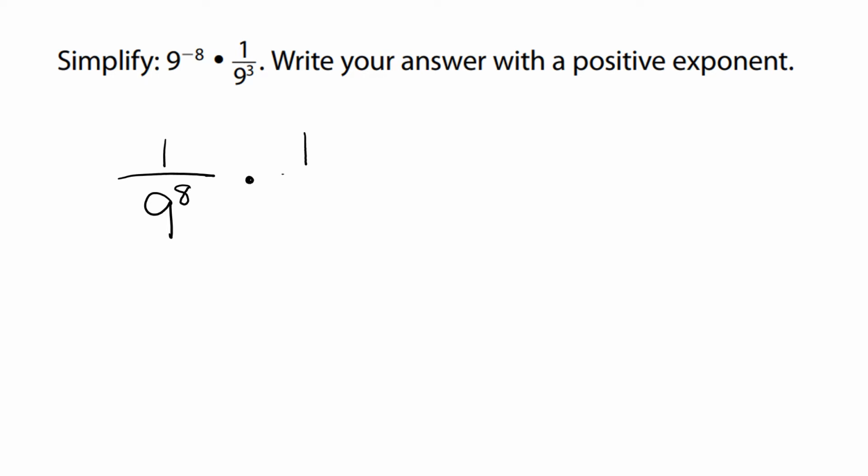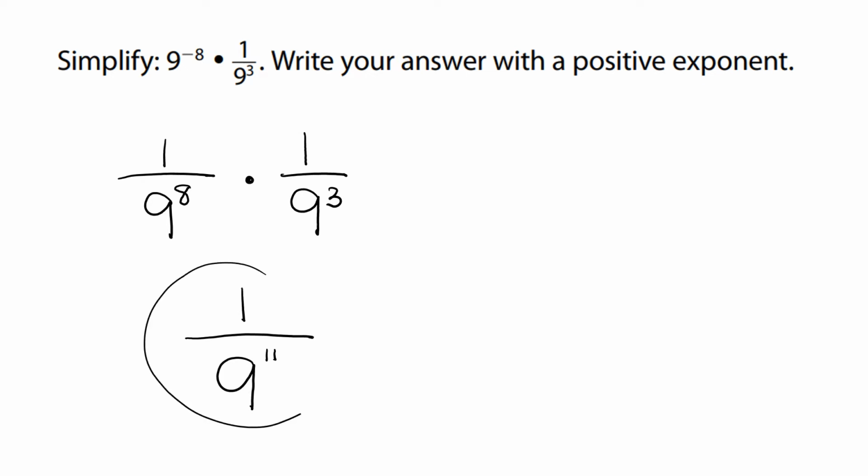We still have the 1 over 9 to the 3rd power because we have not used that part of the problem yet. Now we are multiplying, and so when we are multiplying, we add our exponents. Our exponents being 8 and 3 added together give us 11, and the 1 stays on top. 1 over 9 to the 11th power is our answer.